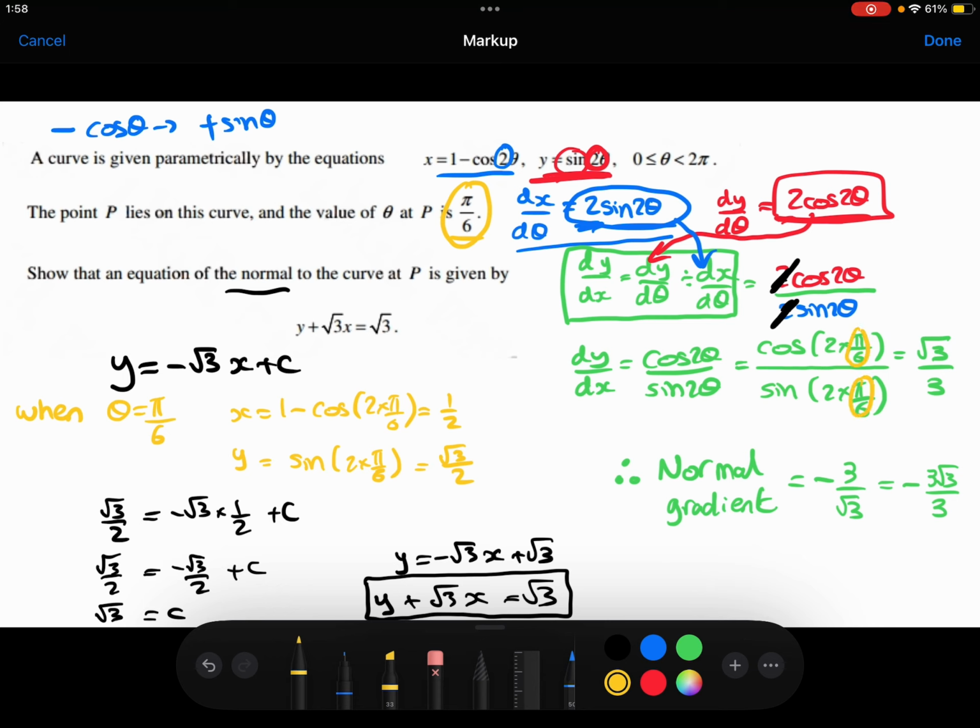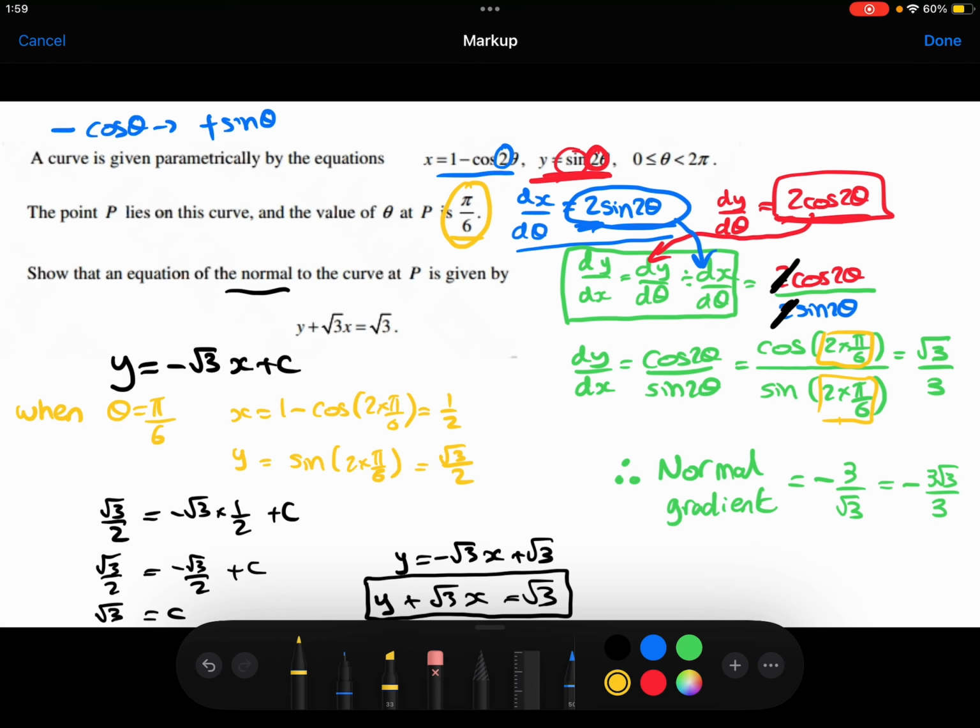When you do this, make sure that you have brackets around the 2 theta. If you don't do that, you will get the wrong answer on your calculator, because we need to make sure that we do 2 lots of the pi over 6 first, and then do cos to that. Same for the sine. We need to do 2 lots of the pi over 6, which gives us pi over 3, and then do sine of pi over 3. So make sure you have brackets around the 2 lots of the pi over 6 on your calculator.